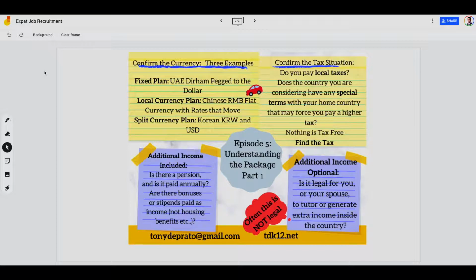The final thing is special terms with your home country. I have not encountered this, but I have an accountant friend who deals with expats.